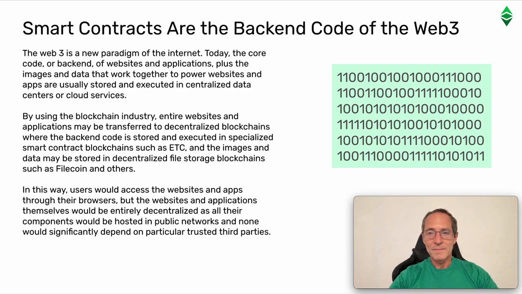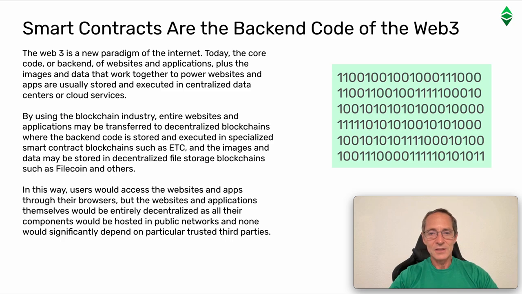Smart contracts are the backend code of the Web 3. The Web 3 is a new paradigm of the internet. Today, the core code or backend of websites and applications, plus the images and data that work together to power websites and apps, are usually stored and executed in centralized data centers or cloud services.